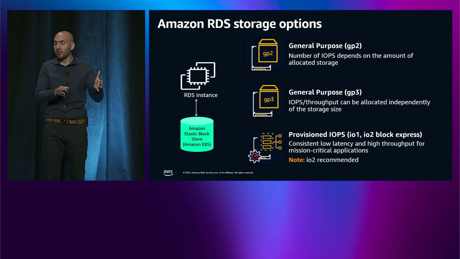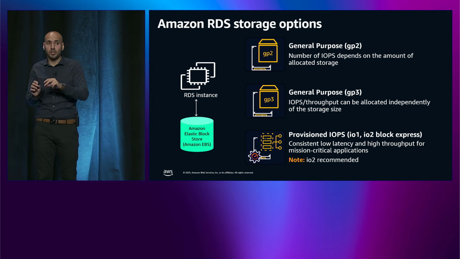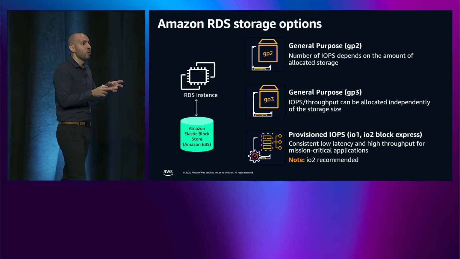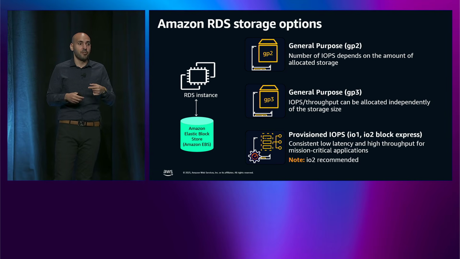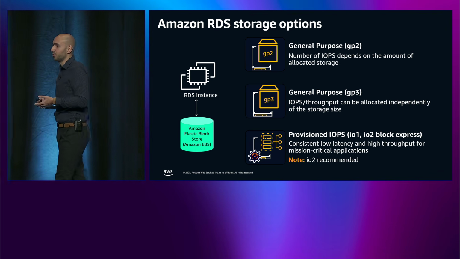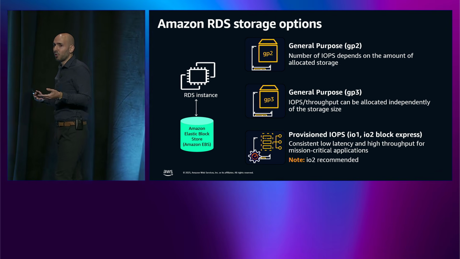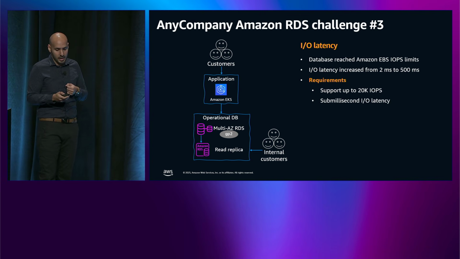So this is a low-hanging fruit. We price IO2 the same as IO1. So if you are using IO1 today, you can and you should move to IO2 to achieve improved performance and durability for the same price. Low-hanging fruit, without downtime, without any workload impact, you can do that and achieve improved performance and durability.